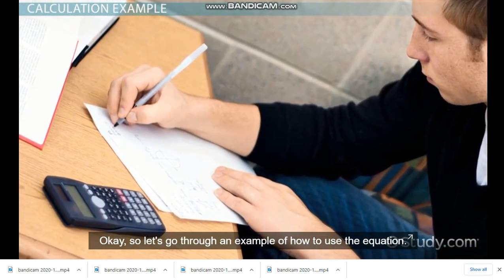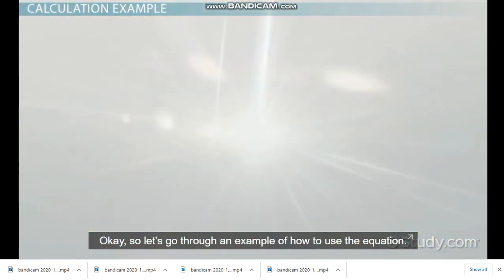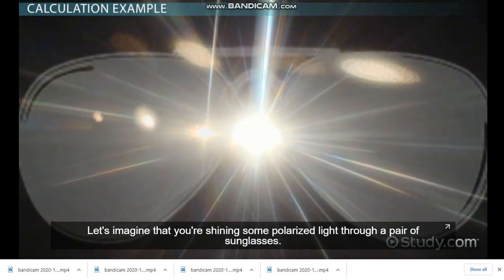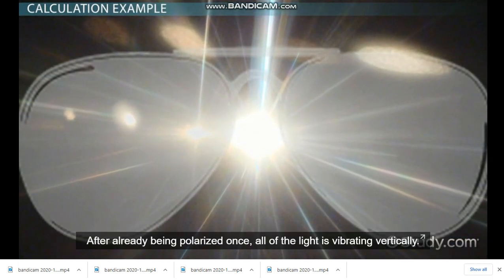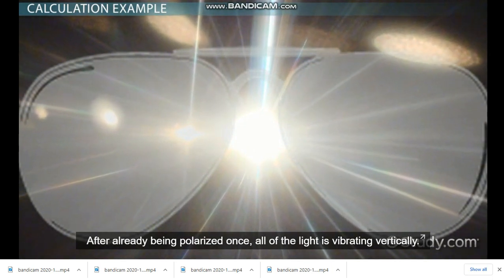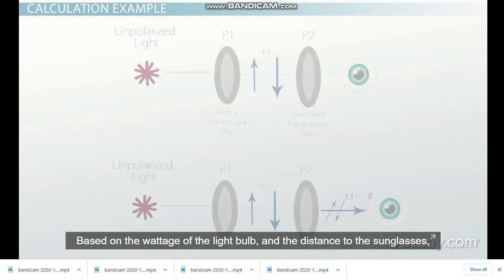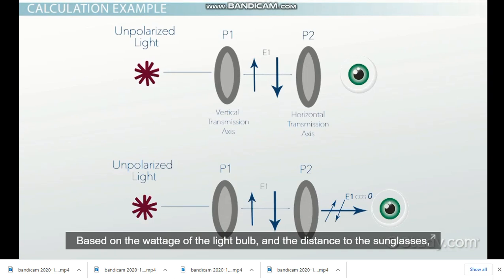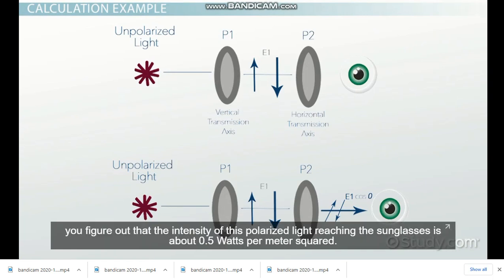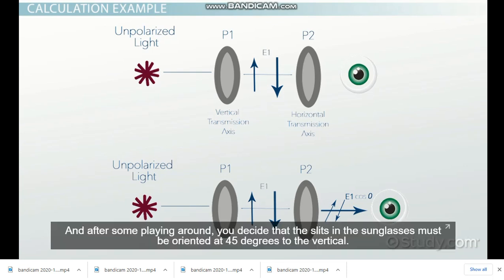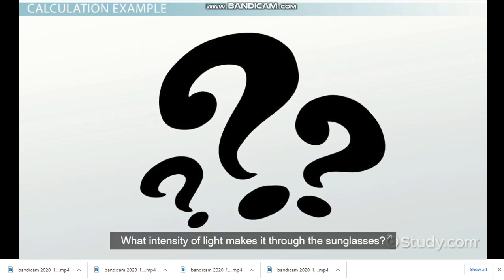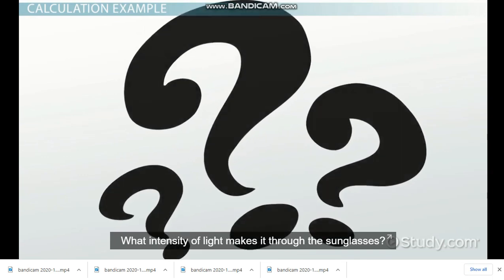Okay, so let's go through an example of how to use the equation. Let's imagine that you're shining some polarized light through a pair of sunglasses. After already being polarized once, all of the light is vibrating vertically. Based on the wattage of the light bulb and the distance to the sunglasses, you figure out that the intensity of this polarized light reaching the sunglasses is about 0.5 watts per meter squared. And after some playing around, you decide that the slits in the sunglasses must be oriented at 45 degrees to the vertical. What intensity of light makes it through the sunglasses?